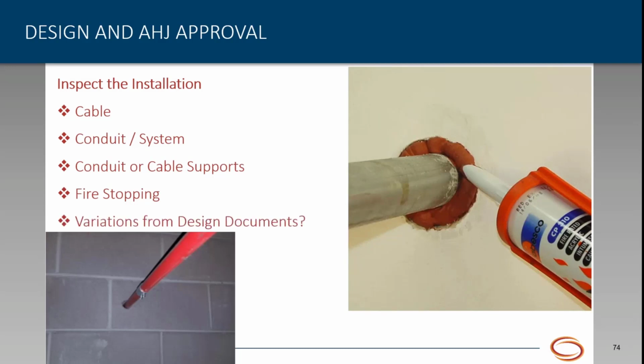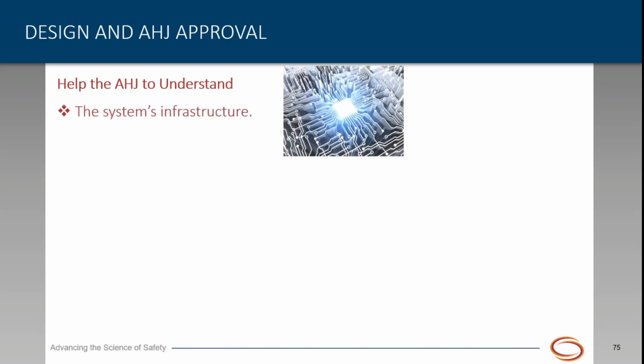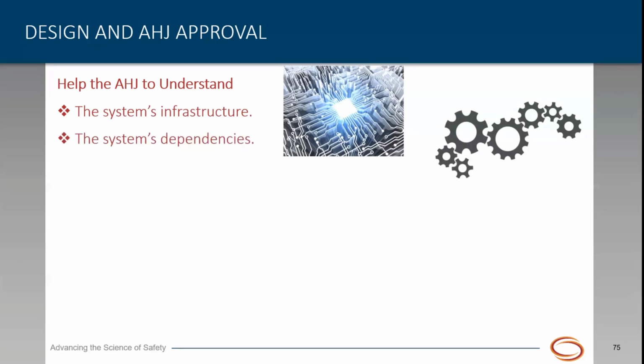And we want to help the AHJ to understand. The AHJ sees all variety of different systems and layouts and may not be overly familiar with your particular brand of fire alarm system. So fully explain your system's infrastructure. Are you using one central FACU and distributed or remote equipment? How does that system communicate? What are the system's dependencies?